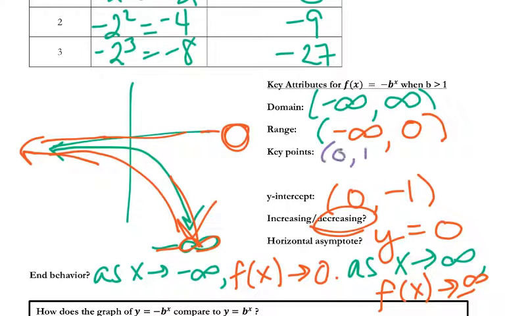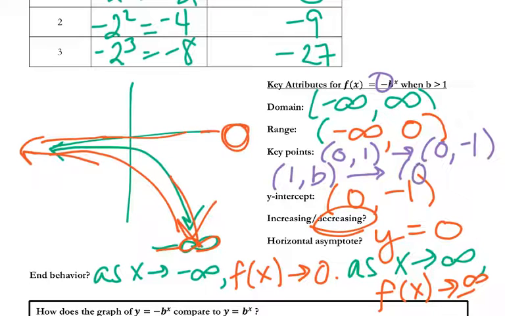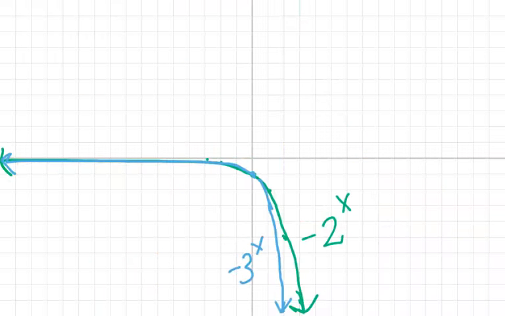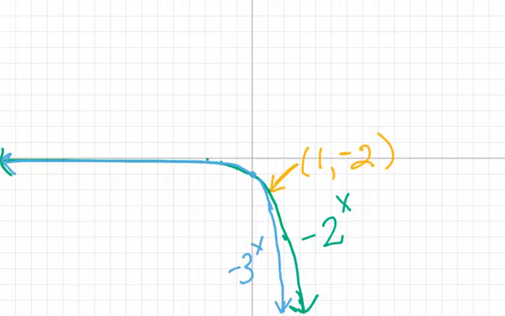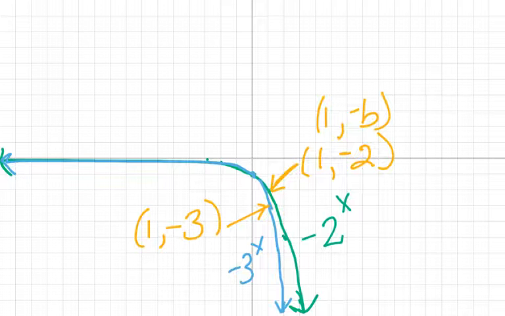Key points. Well, our y-intercept is definitely 1 in our original graph, it's 0, 1, but here it's become 0, -1 because of the negative in front of our base. And then we normally have 1, b as a key point. That's been negated, so instead of positive b, it's negative b. So in this graph on this previous page, we had a key point at 1, -2, so this is the 1, -b, and we had a key point at 1, -3.